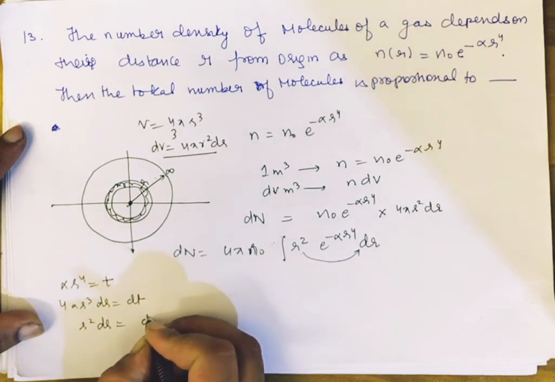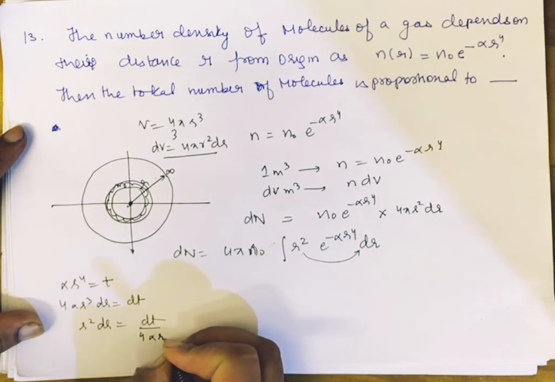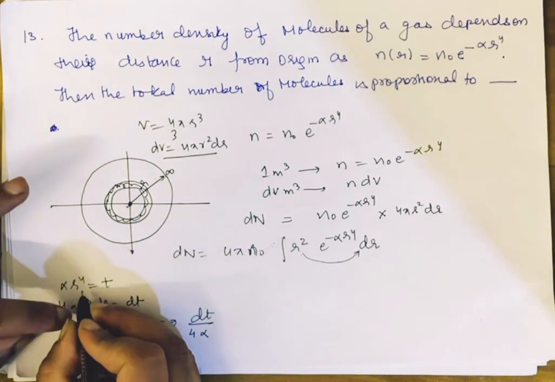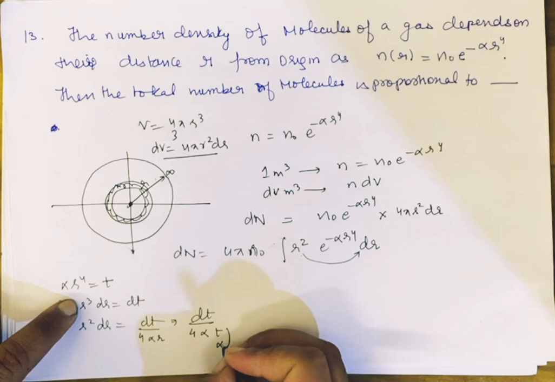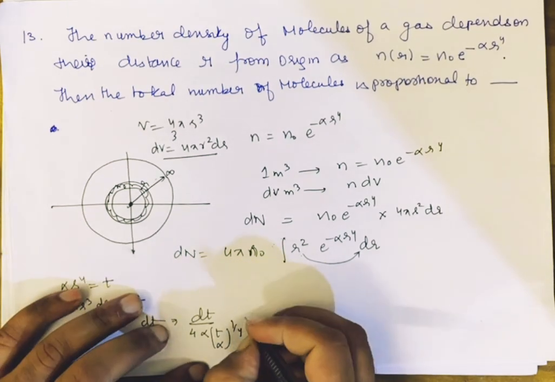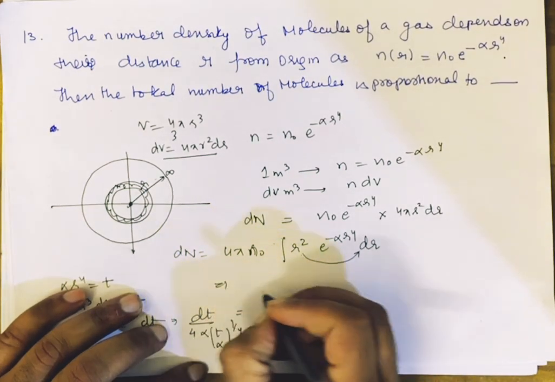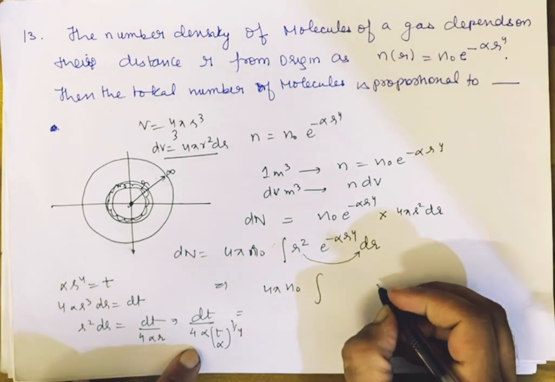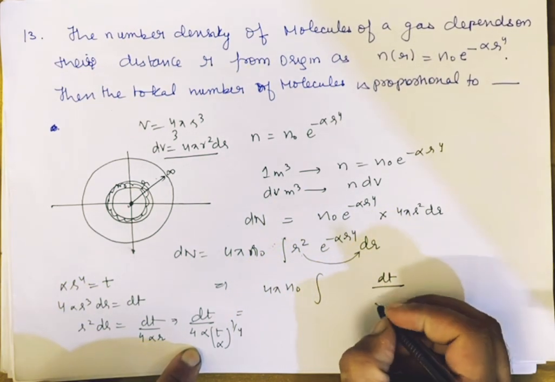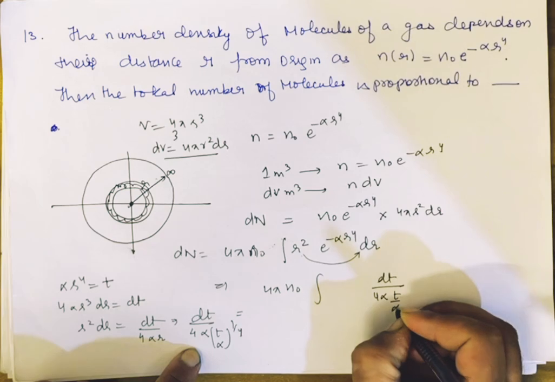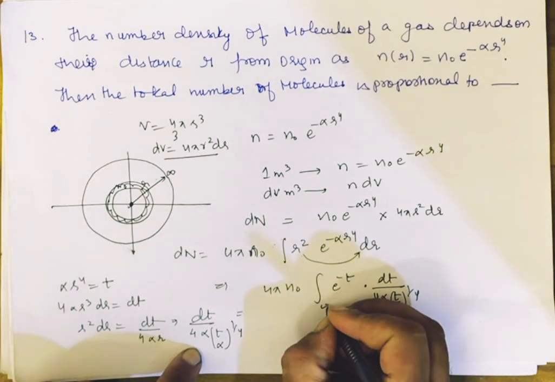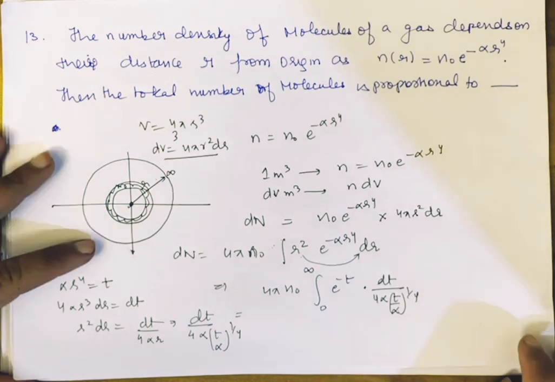r square dr is dt upon 4 alpha r. And then r can be written as t upon alpha, power 1 by 4. So directly here, 4 pi n naught, r square dr now becomes dt divided by 4 alpha times t upon alpha power 1 by 4, and this becomes e power minus t, from 0 to infinity.